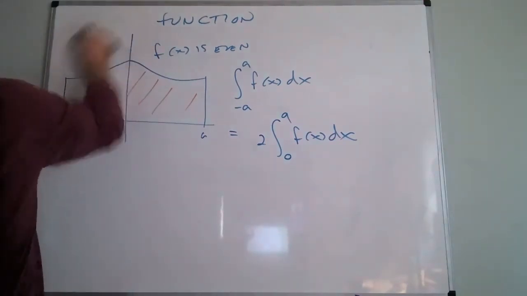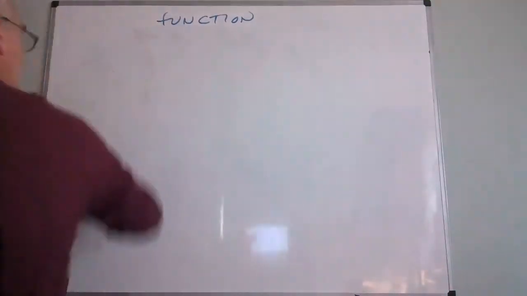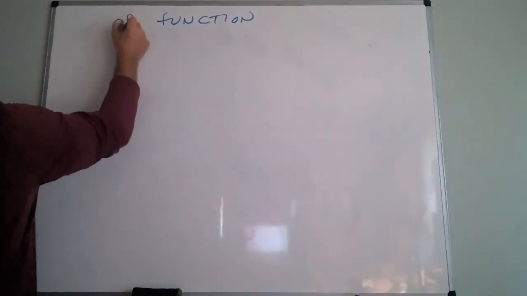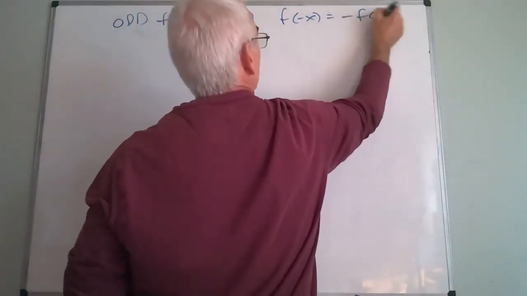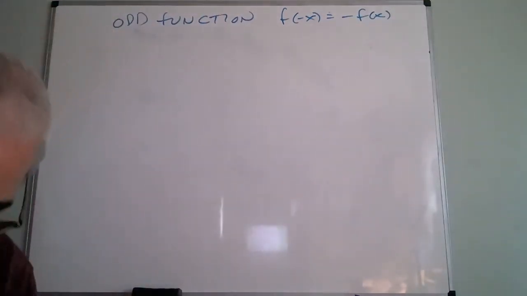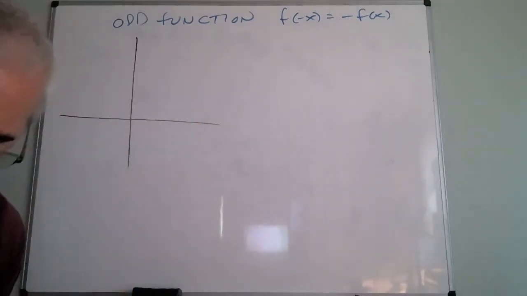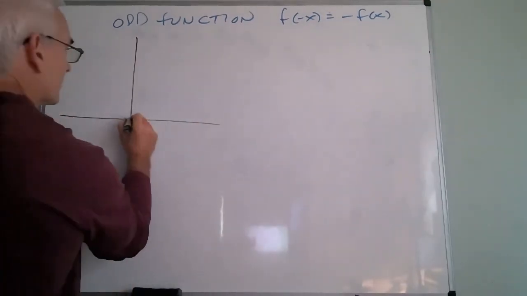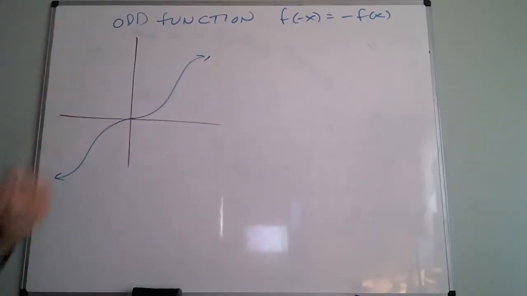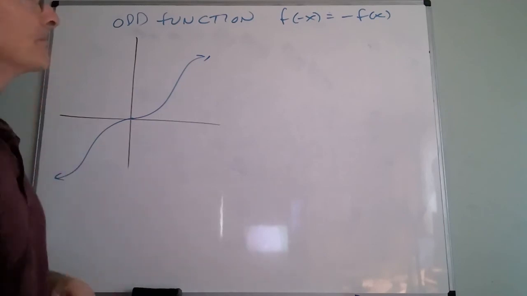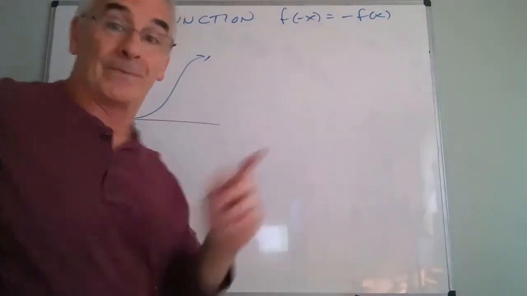Now I want to define odd function. An odd function is one such that f of -x is the negative of f of x. And graphically, again, very, very powerful form of symmetry here. An odd function, first of all, has to pass through the origin. Okay. Why? Because f of 0 has to be 0. Otherwise this wouldn't work.